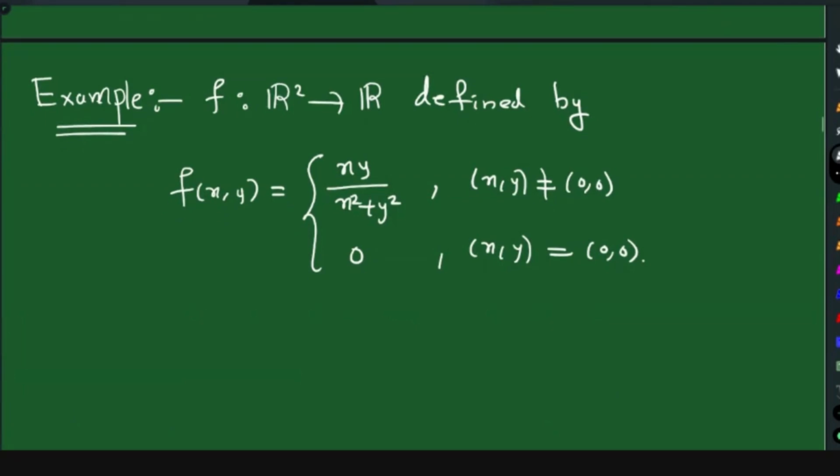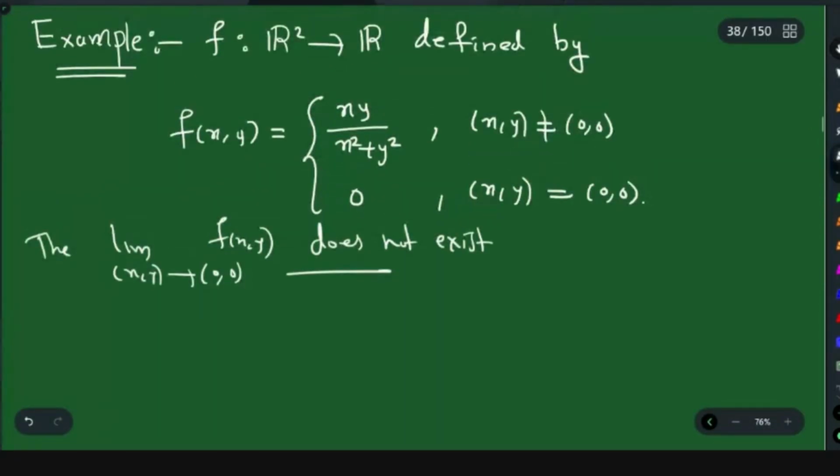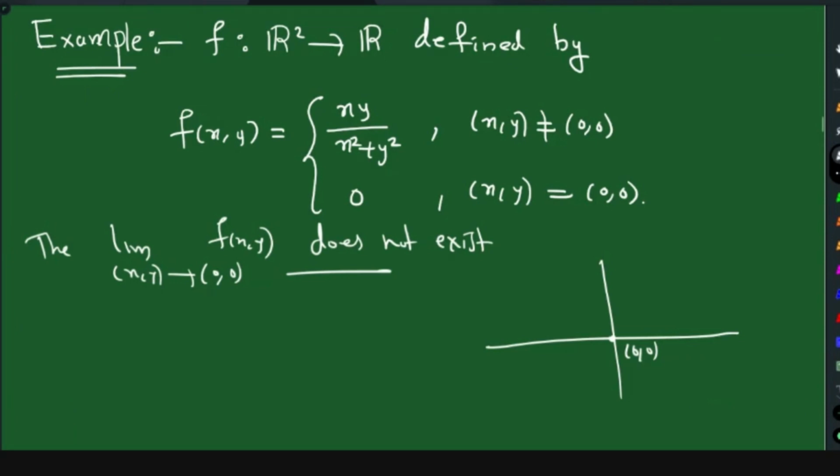For this example, you can say the limit at x0, y0 does not exist. So we can say the limit as xy tends to 0, 0 of f of xy does not exist. Let me show how we check it. To see this, you have to consider the lines which pass through the point 0, 0. You should consider all the lines and all the curves passing through 0, 0.